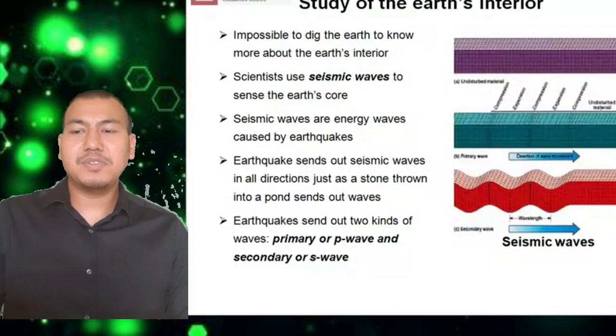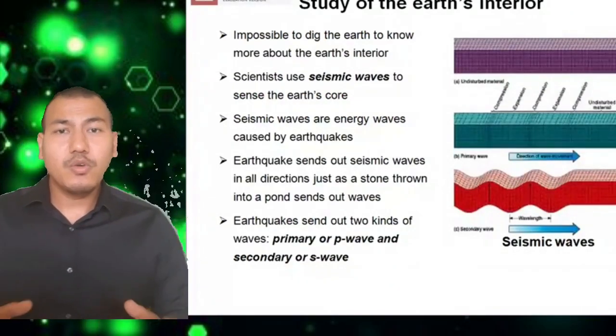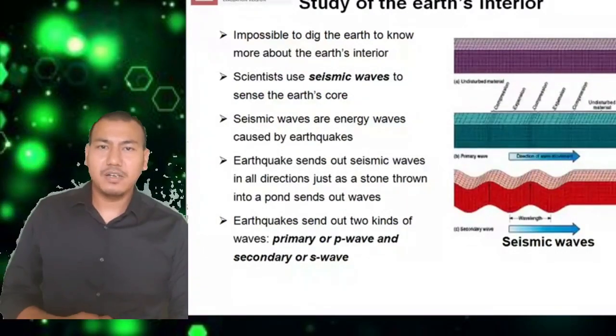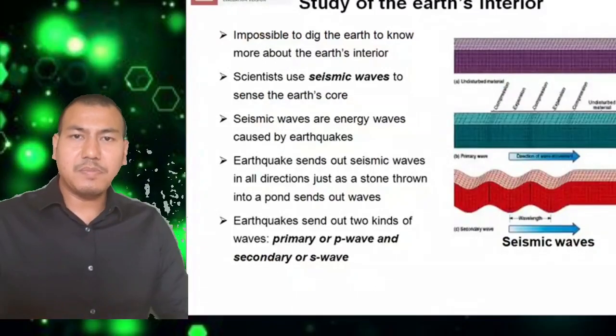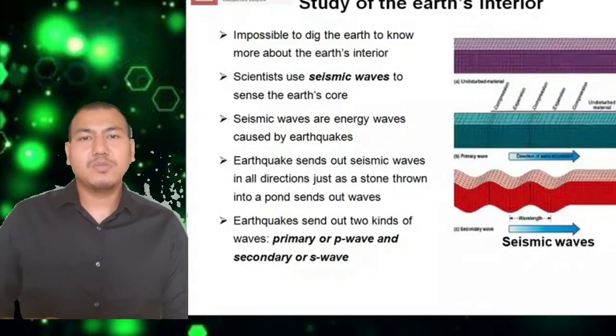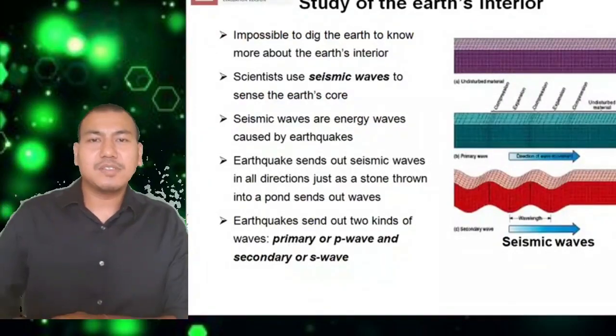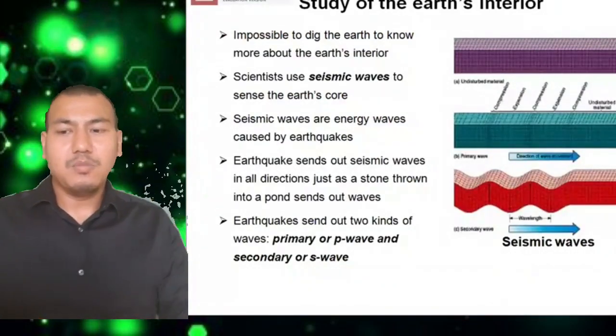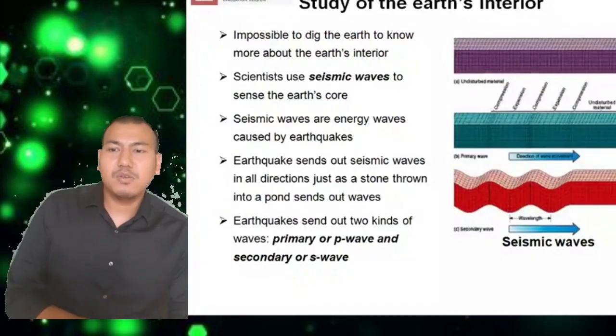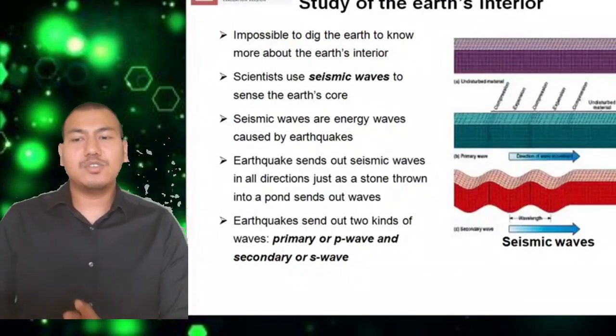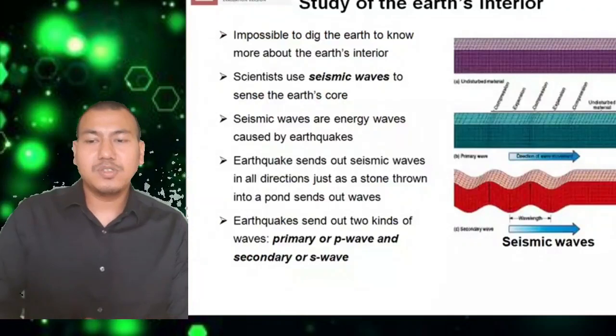And what are seismic waves? Seismic waves are energy waves caused by earthquakes. Whenever there is an earthquake, what happens? It vibrates. And after vibrating, the waves that come from that vibration are what we call seismic waves. An earthquake sends out seismic waves in all directions just as a stone thrown into a pond sends out waves.